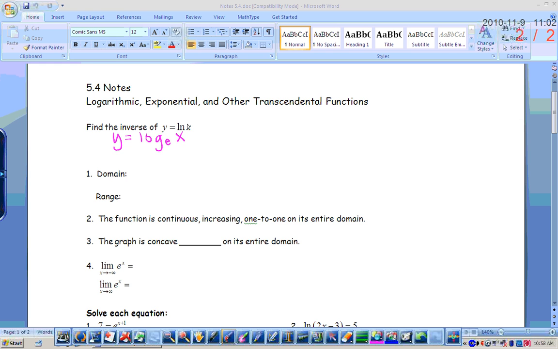Yeah, switch the x's and the y's. Good. So it would be x equals log base e of y. Now, can anybody remember how to switch that logarithmic equation into an exponent? It's e to the x equals y. Good.